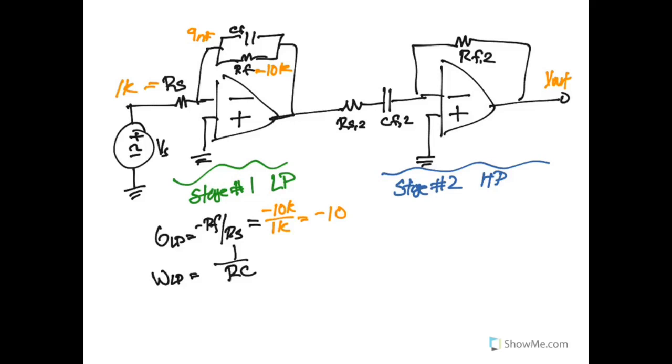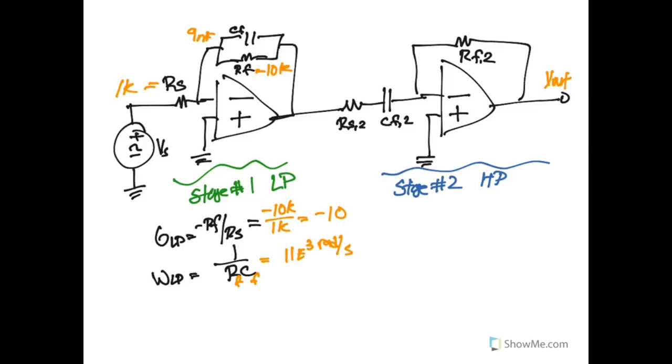When we look at our low pass cutoff frequency, because this is a low pass filter, these are going to be the parameters that are in the feedback loop, and so that's going to be 1 over 10K times 9 nanofarads, and that's going to end up being 11,000 radians per second.